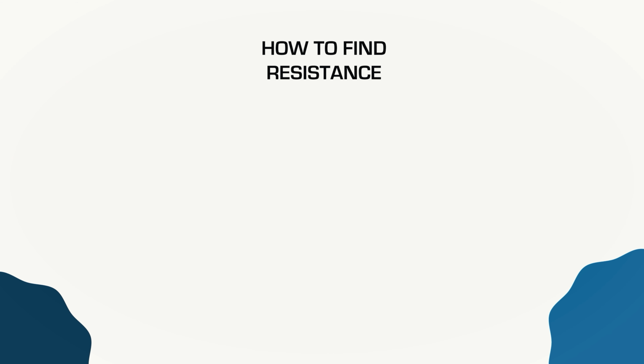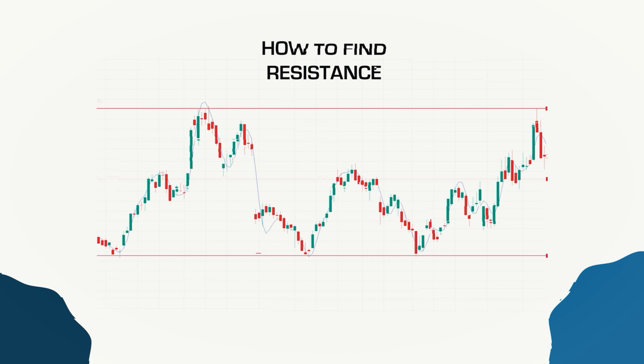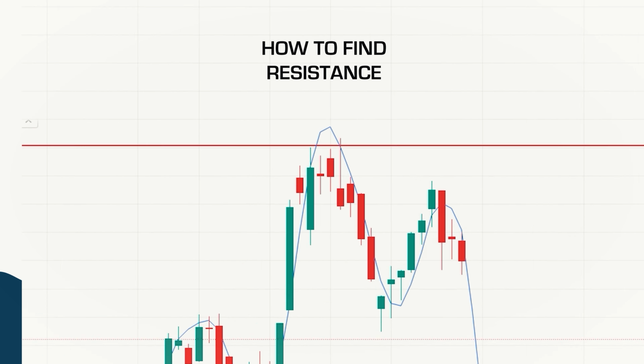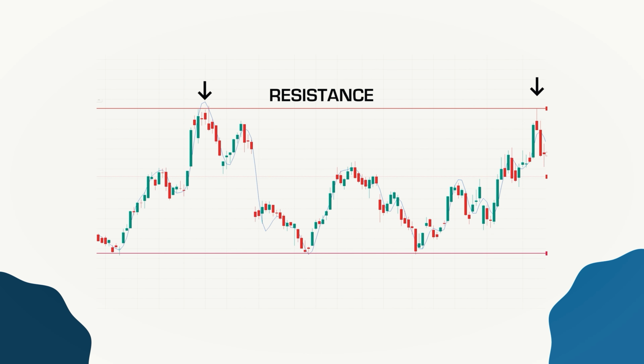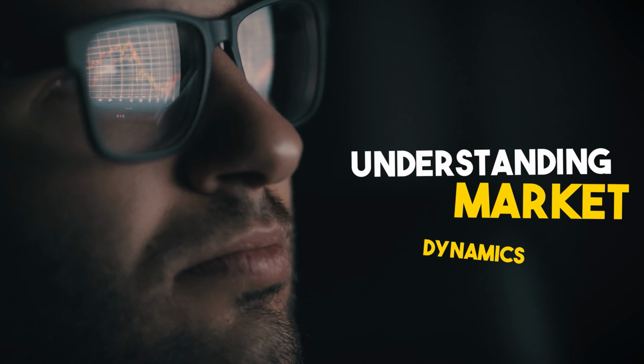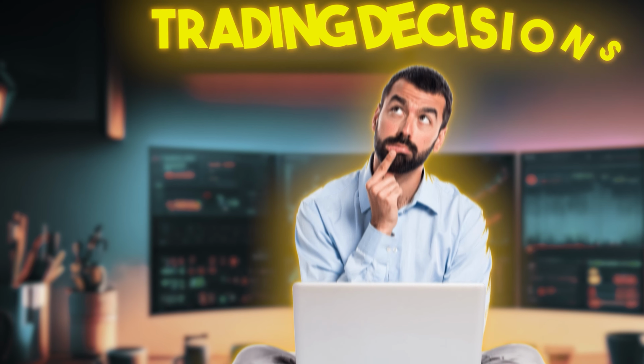In order to find the resistance level, we're going to do the same as we did with the support. First, we open up the chart and then we start searching for places where the stock has experienced multiple rejections and reversed down. Basically, we're looking for price areas that the buyers cannot break. As we can see here, the buyers got rejected multiple times at this area, which tells us this is a resistance. These levels are crucial for understanding market dynamics and making trading decisions.